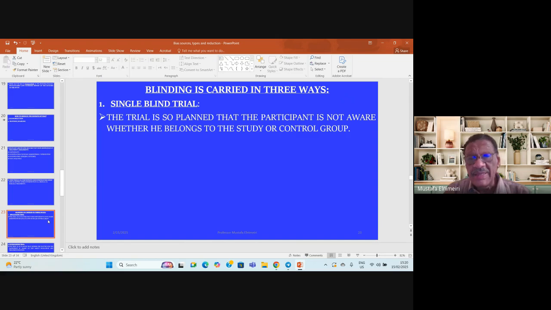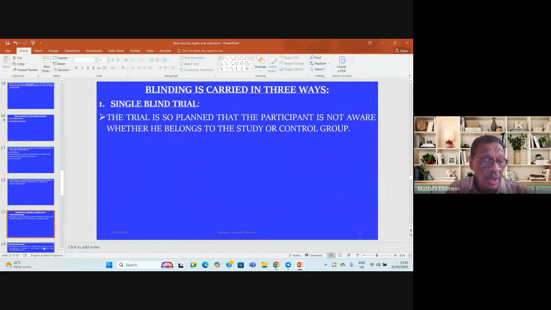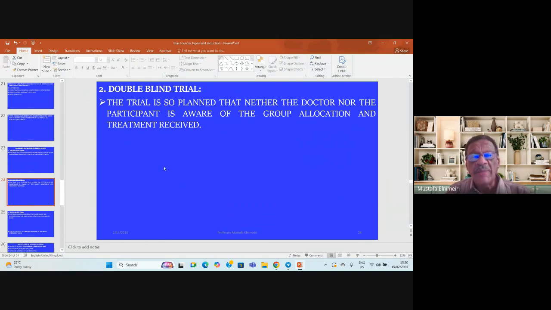Blinding is carried out in three ways. We can talk about a single-blind trial, and here the trial is so planned that the participant is not aware whether he or she belongs to the study or control group. And also, we can talk about the double-blind trial. Such a trial is so planned that neither the doctor who is giving the treatment nor the participant is aware of the group allocation and treatment received.